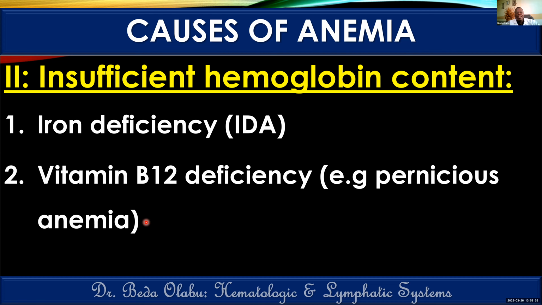If someone has a disease that destroys the parietal cells, it means that they cannot produce the intrinsic factor. That means that they're going to impair vitamin B12 absorption. So such a person will be deficient of vitamin B12. They'll have anemia. That type of anemia is what we call pernicious anemia.